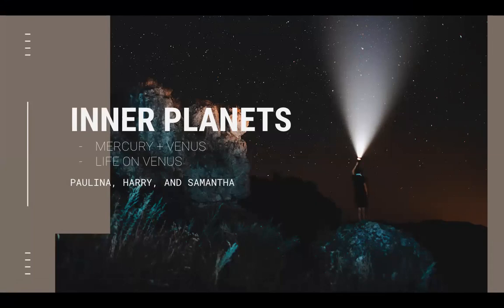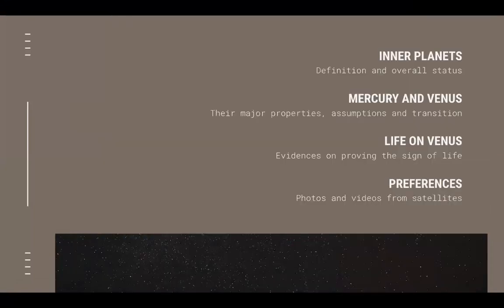So today our group will talk about the inner planets, and we will especially focus on Mercury and Venus. Our group has Paulina, Harry, and Samantha. So this is the table of contents. We have 4 parts.